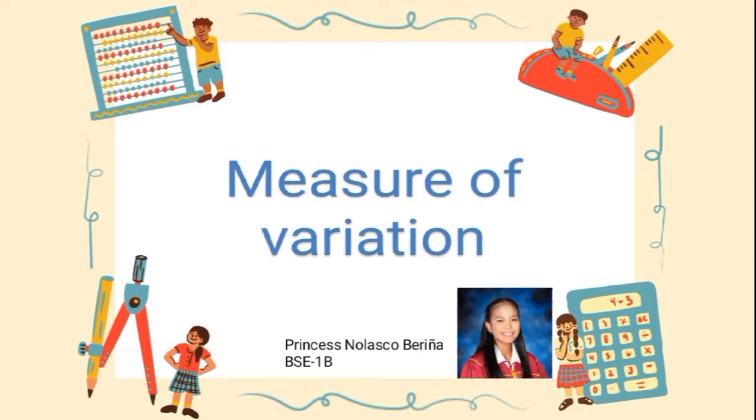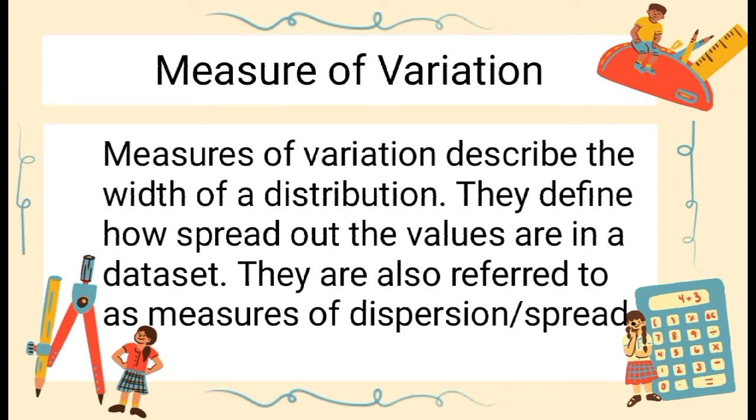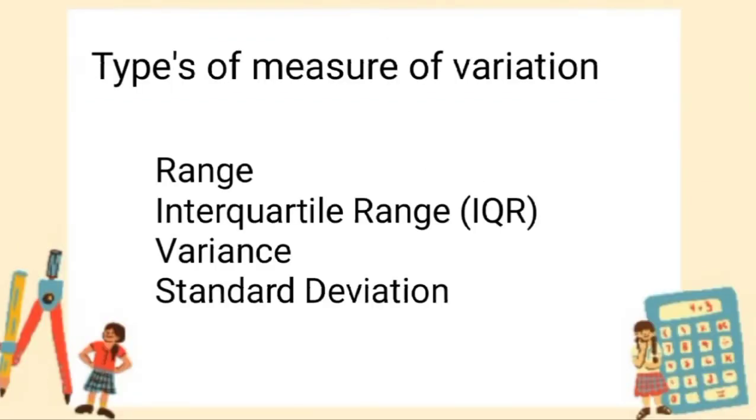Our topic for today is measures of variation. Measures of variation describe the width of a distribution. They define how spread out the values are in the dataset. They are also referred to as measures of dispersion and spread. Types of measures of variation: range, interquartile range or IQR, variance, and standard deviation.